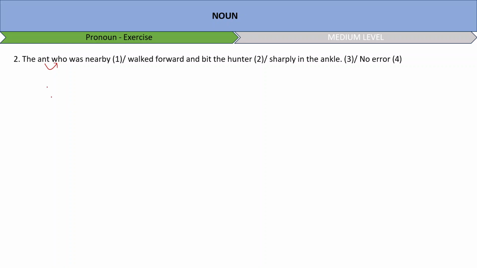We can use: the ant that was nearby walked forward and bit the hunter sharply in the ankle. This is more appropriate. Okay, and always remember, mostly we use who for human beings and not animals or insects. So for animals and insects, we'll go with this, that, all of these demonstrative words.